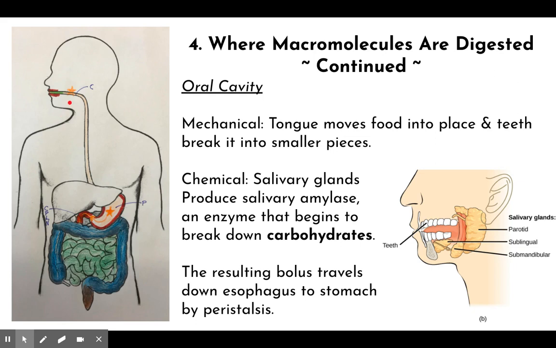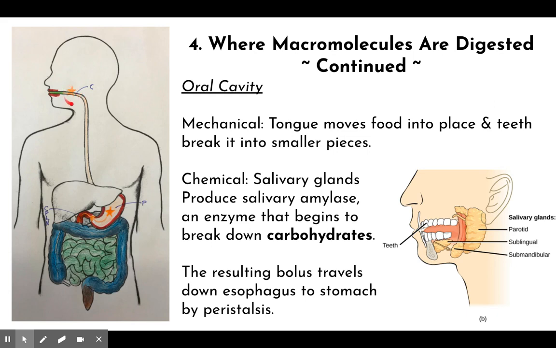Our salivary glands are going to produce saliva. Contained in that saliva is both water and an enzyme called salivary amylase. Salivary amylase is going to break down carbohydrate, or at least begin the breakdown of carbohydrates. So we have an orange star here, and that breakdown is going to continue as food travels down the esophagus, being pushed by those peristaltic waves, pushing the food down the esophagus to the stomach.